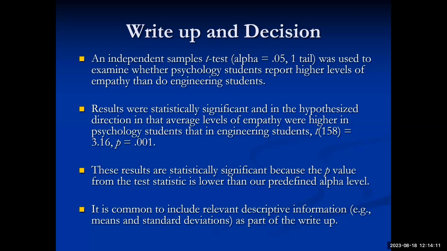In my experience, students often confuse the p-value from the test statistic and the alpha level, or the criterion for statistical significance. It's very helpful to keep those things separate. Remember, we set our alpha level, our criterion for statistical significance, prior to running our analysis. And then when we get our p-value from the analysis, if it is lower than the criterion for statistical significance, we will declare our results as statistically significant.